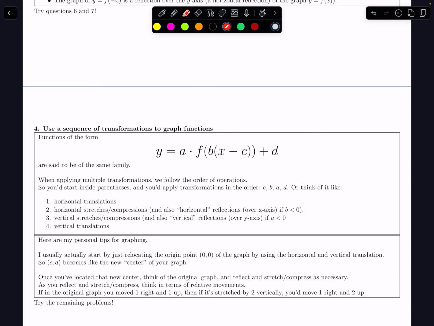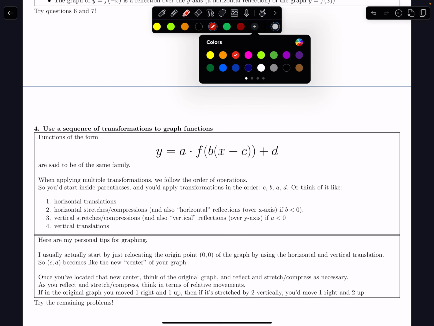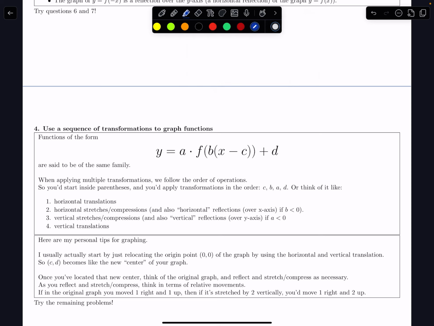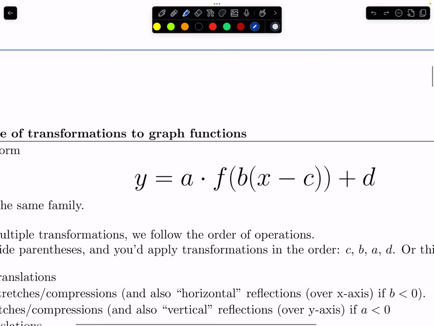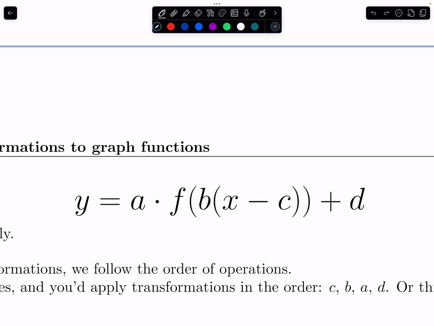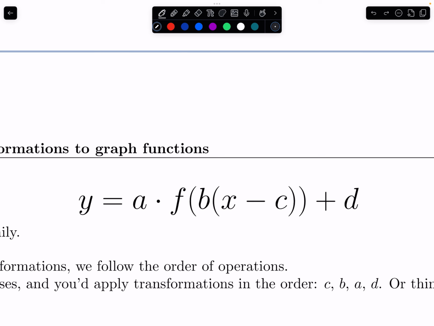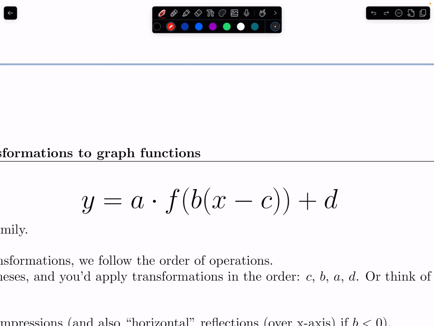I don't know why I have all these colors. I don't want this one. Let's choose it. I want a blue one. Okay, so this formula here is the key formula. And because it's so important, let's zoom in for a second and just talk about what's happening. This is the formula for a whole family of functions based on f of x.